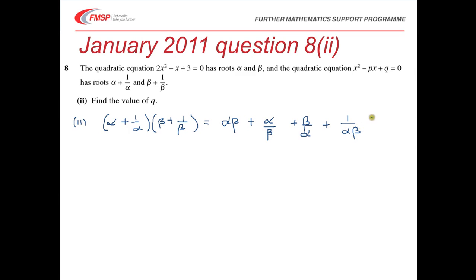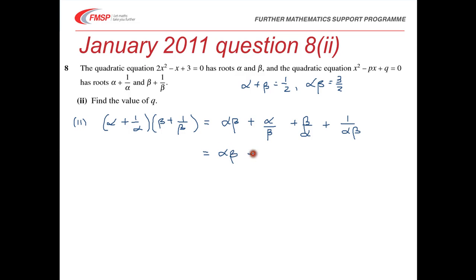Now, bits of this we should be able to sort out from part 1, because we had alpha beta is equal to 3 over 2 in part 1. We also knew that alpha plus beta was equal to a half. So that means we are happy with this bit, alpha beta, and this bit will be 2/3. What we then need to do is add the fractions in the middle. So let's see if we can do that.